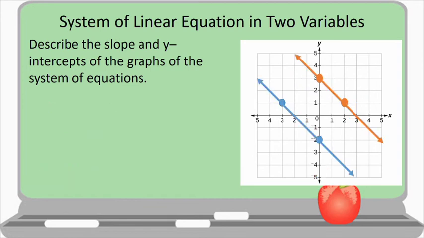Now let us have the second example. So we are given here this graph. Let us describe the slope and the y-intercepts of the graphs of this system of equations. For the first graph, colored blue, the slope is equal to negative 1. So why is it negative 1?